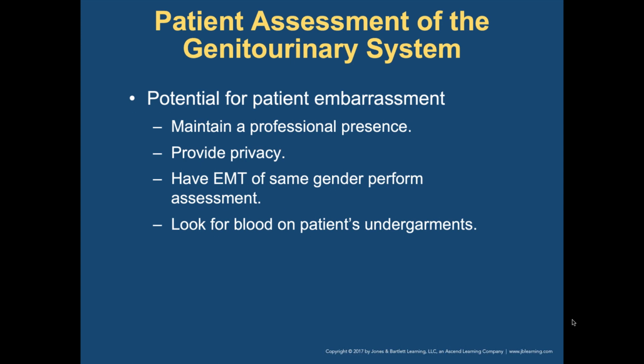Potential for patient embarrassment. Be respectful, y'all. Don't just say, oh look, you're bleeding from your privates. You just don't want to tell everybody that. Look for blood on the patient's undergarments and only inspect the external genitalia when there are complaints of pain or external signs of injury. You must have consent. Let me make sure of that again. You must have consent to do this, otherwise, that is sexual assault. That is on you. You will go to jail. You will lose your license and you will never get it back. I want to make sure y'all understand that before we move on.